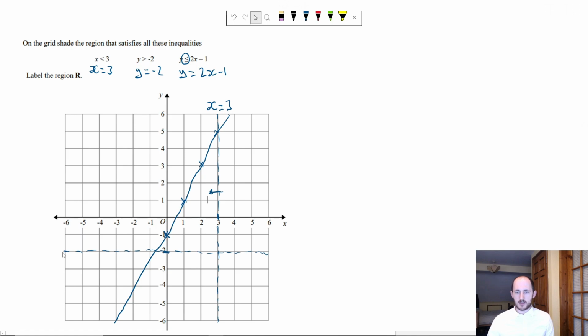It's bigger than minus 2, so we look at that. So it should be above our y equals minus 2 line, and it's less than or equal to 2x minus 1, so it should be below this line. So indeed, it's this middle area, label it R, done and dusted.